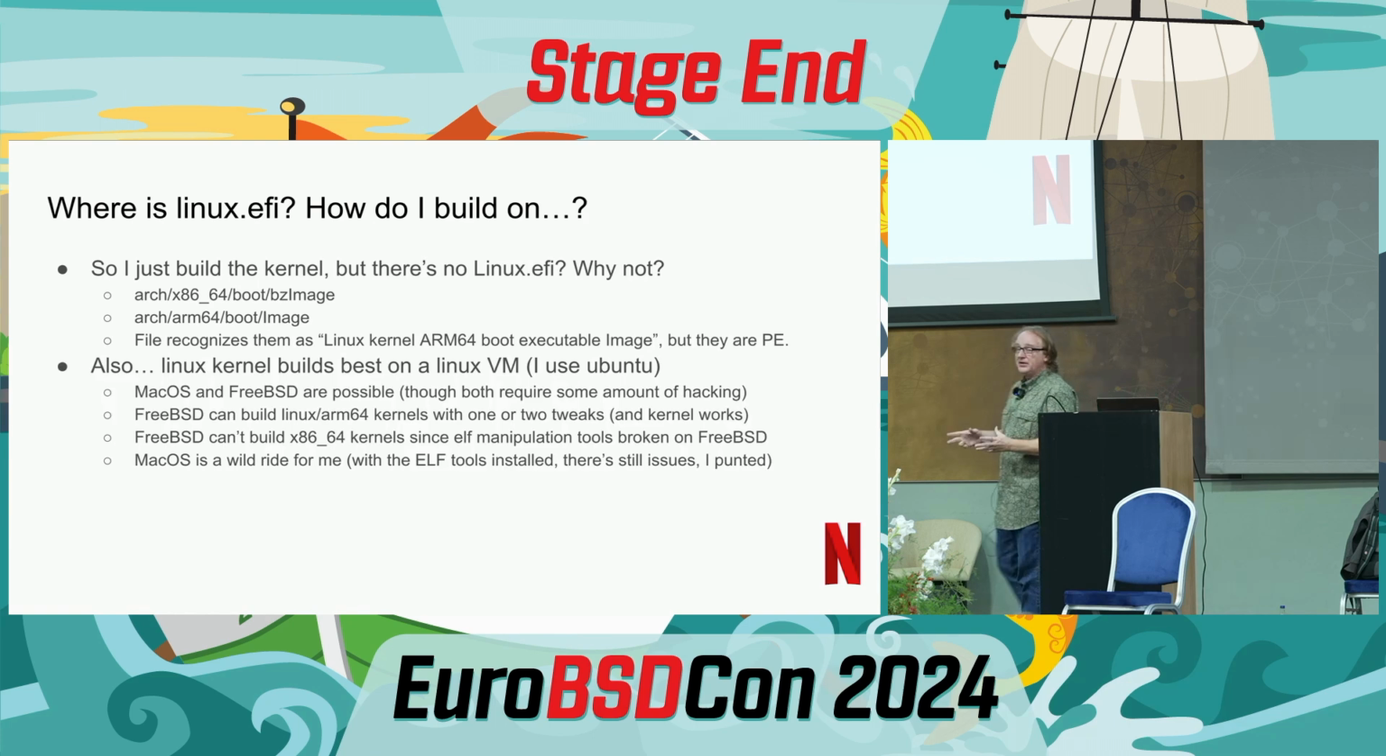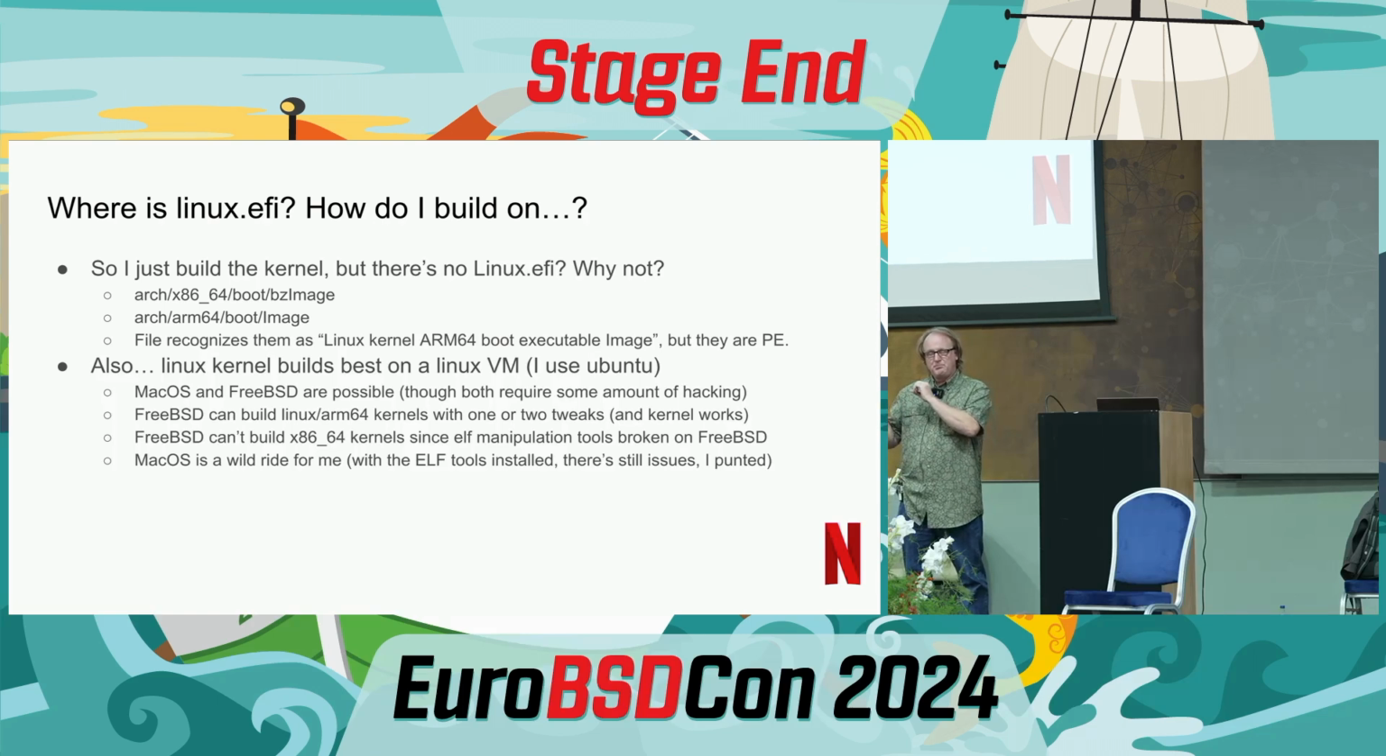Also, when you're building Linux, Linux is best built on Linux. That is where everybody builds Linux and where it works. It's possible to build ARM64 Linux on FreeBSD. There's only a couple of quick little hacks that you need to make that happen. If you really want to do that, I can provide them. And the kernel that results even seems to boot, which is a nice option.